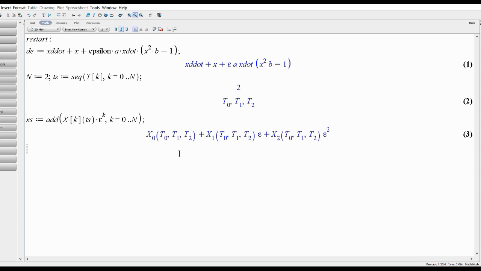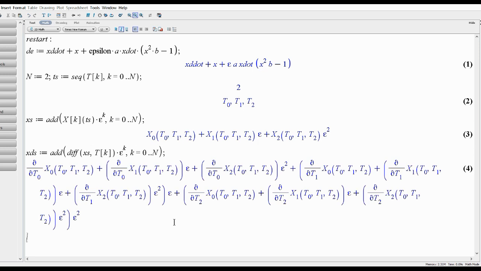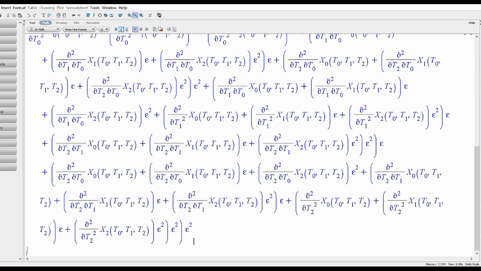That's X. X dot (ds) is equal to the sum of the derivative of X(s) with respect to T_K times epsilon to the power K, K equals 0 to N. That's a bit long, it's okay. Now X double dot (dds) is equal to, we can just copy paste here and save some time, and this is very long, so I will suppress display here.